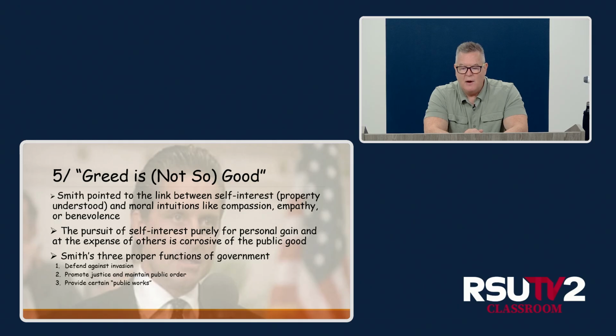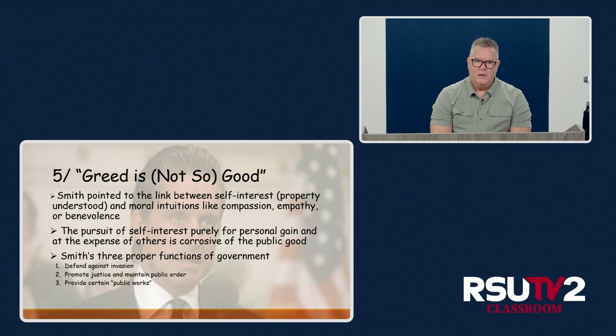Okay? So again, Adam Smith talks about the three proper functions of government. First, to defend against invasion, to promote justice and maintain public order, and again, to provide certain public works. And again, it's not just those public works that facilitate trade that he's talking about. He's also talking about things like libraries, things like universities that actually expand your fellow inhabitants' capacities to do things. These are very important goods, public works, that increase the productivity of your community.